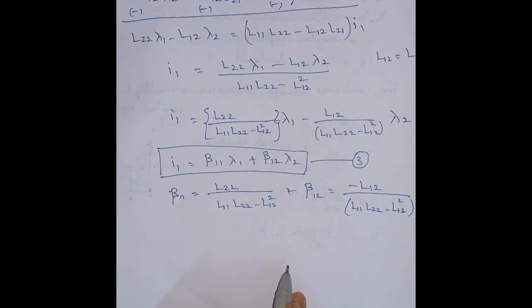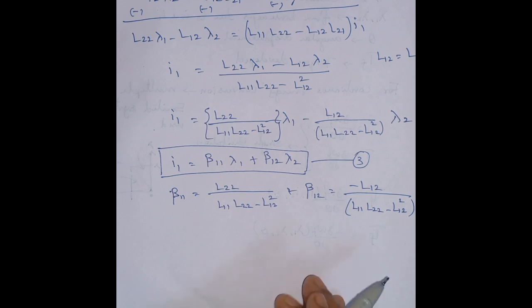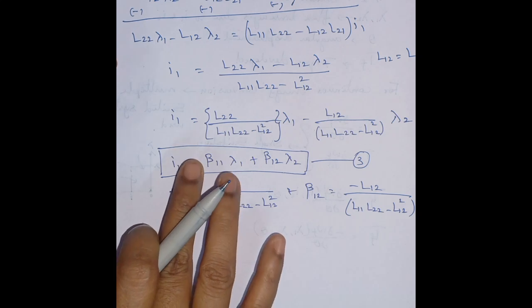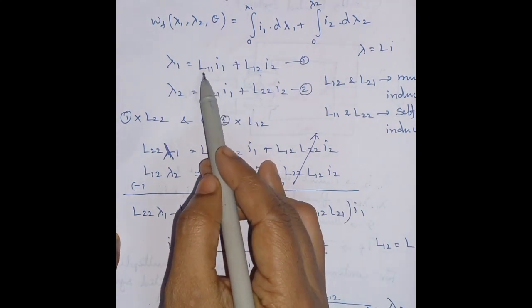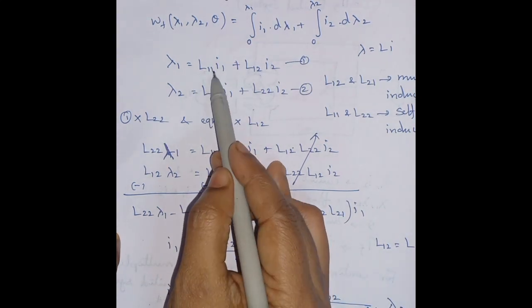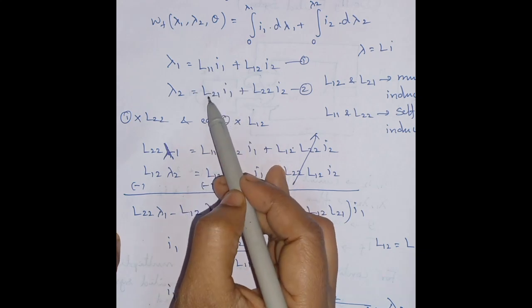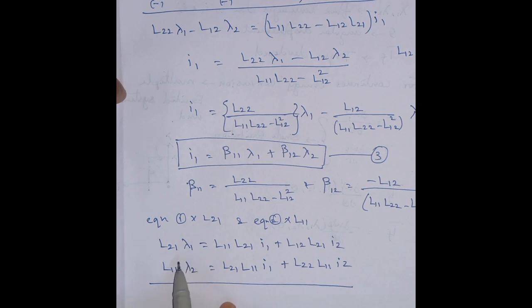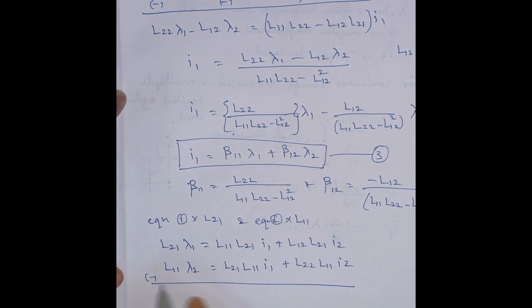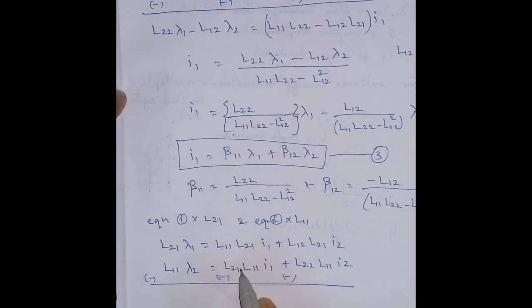Similarly, you have to find out I2 by the elimination method, or some other substitution method, but it's always good to have the elimination method. So again, to eliminate this variable I1, what we have to do is multiply equation 1 by L21 and equation 2 by L11. After the multiplication, we subtract these. So this one will get cancelled and become 0.